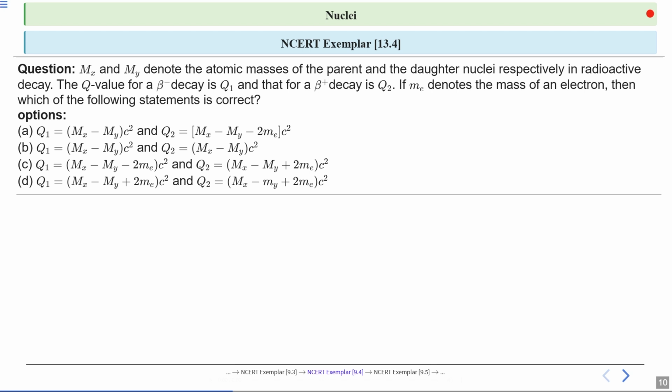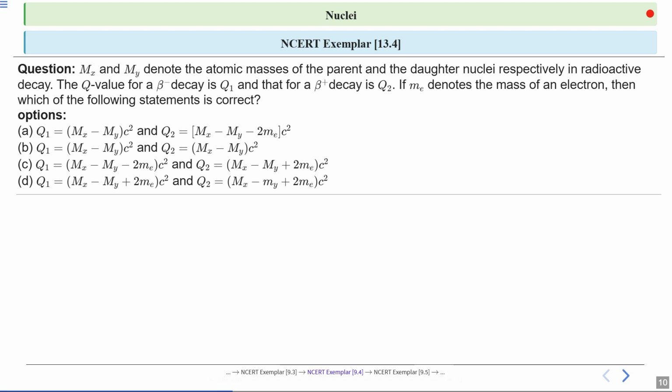The Q value represents the energy released during a nuclear reaction. The Q value determines whether a nuclear reaction is energetically favorable, that is Q is positive, or not, that is Q is negative. Four options are given and you have to choose the correct one.